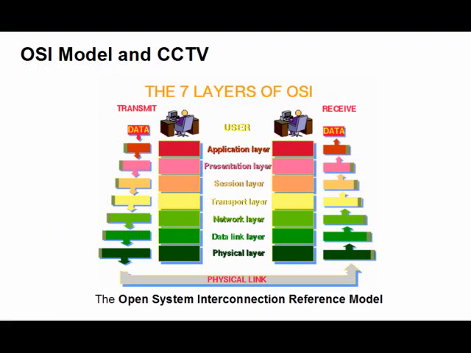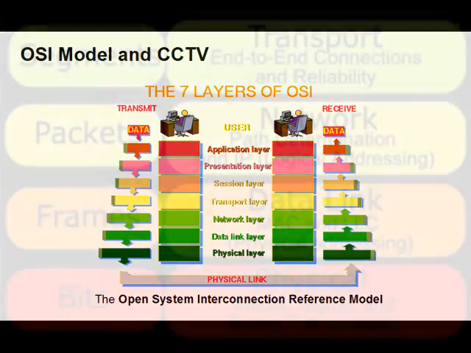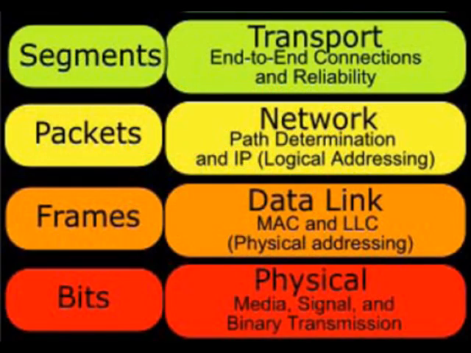The OSI model, or the Open Systems Interconnection Reference Model, is a set of 7 layers that define the different stages that data must go through to travel from one device to another over a network. As a CCTV integrator or technician, your main focus should be on the bottom 4 layers of the OSI model and how they relate to CCTV and IP video.